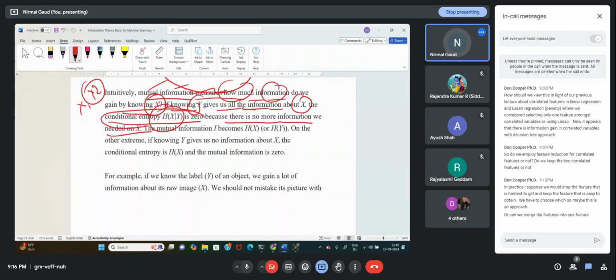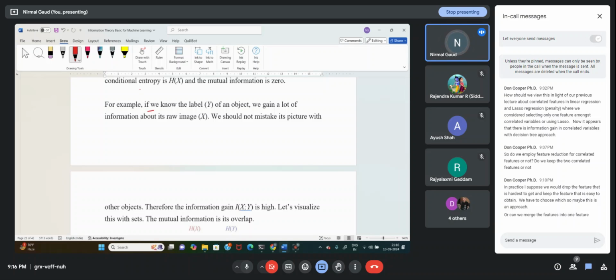If I get all the information of one variable by knowing another variable, then there is no conditional entropy. Why? Because I know everything. It is zero. No more information is required because I know everything. So the mutual information becomes H(X) or H(Y). It can be like this.